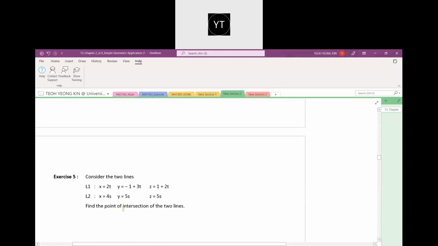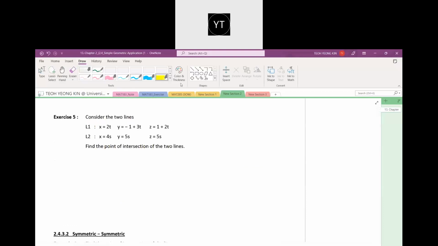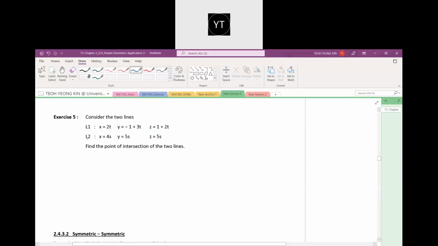Let's straightforwardly look at exercise 5. In exercise 5, consider the two lines L1 and L2. Find the point of intersection of the two lines. So for L1 and L2, x compared with x means that 2t is equal to 4s. So t is equal to 4s divided by 2, t is equal to 2s.